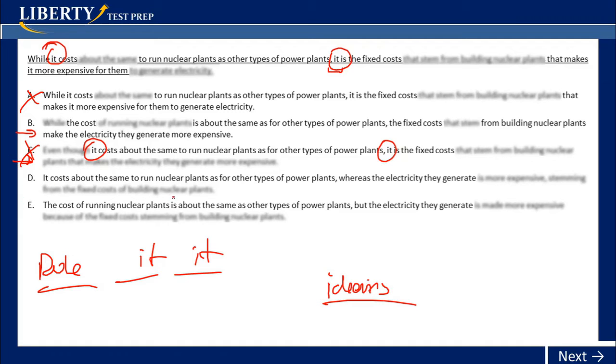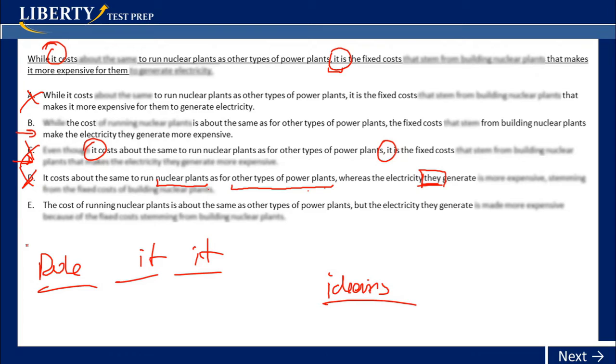Letter D, it costs about the same to run nuclear plants as for other types of power plants, whereas the electricity they generate. Now, who is they? What is they? What is the referent? What is the antecedent? We have two options: the other types of power plants and the nuclear plants. So actually, those two options make sense. That's why this answer choice, letter D, is highly ambiguous, and therefore we eliminate it.